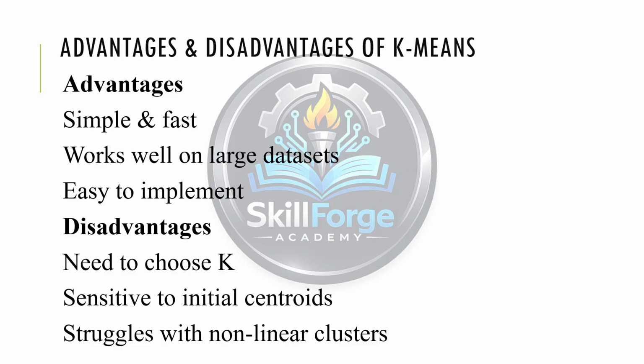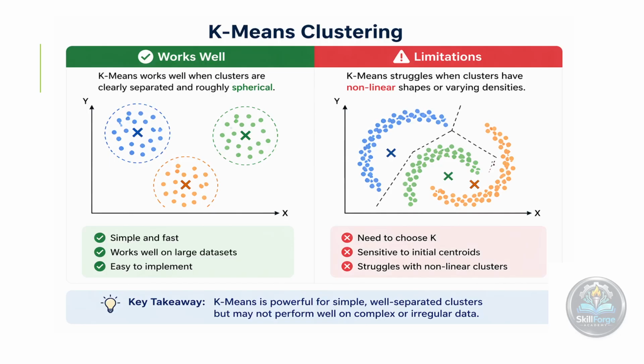So let us see here, so that you can understand in a better way. You can see on the left side, k-means performs very well when clusters are clearly separated and roughly circular. Each group of points is close to its centroid. So the algorithm can easily assign points to the correct cluster. This is why k-means is simple, fast, and works well on large datasets.